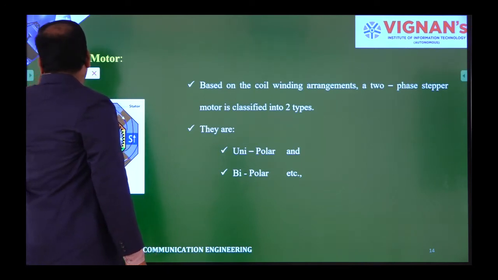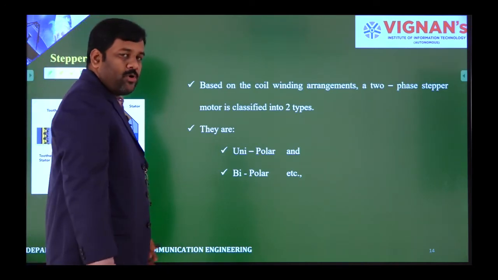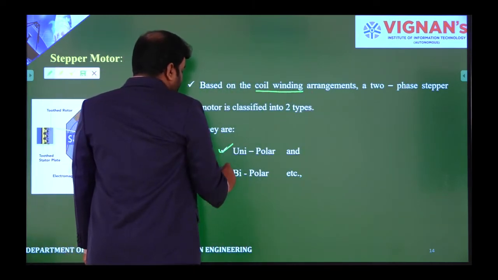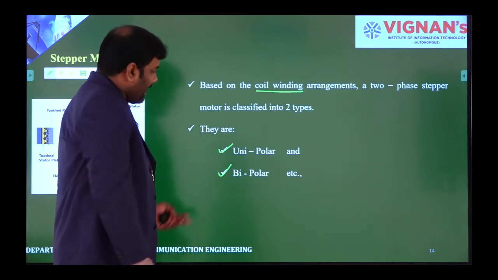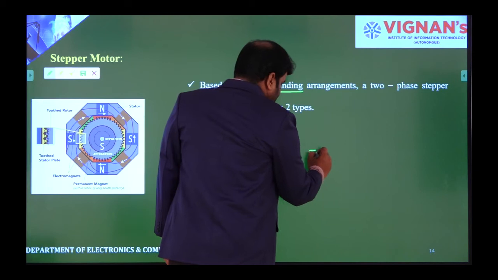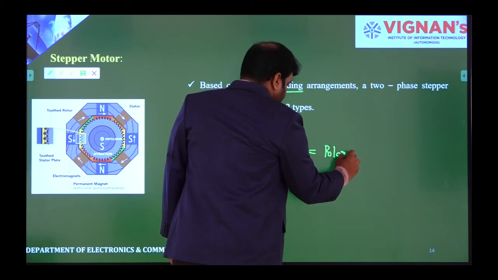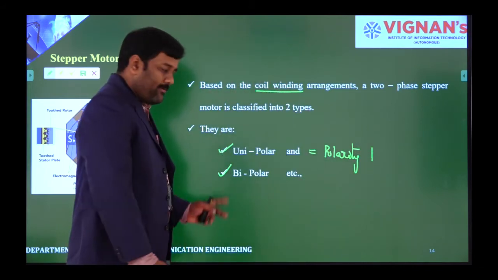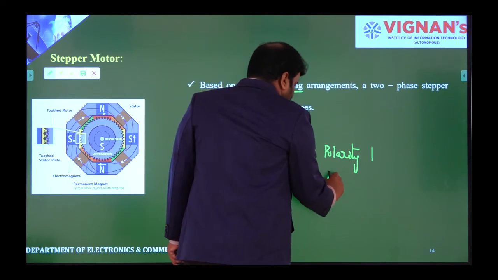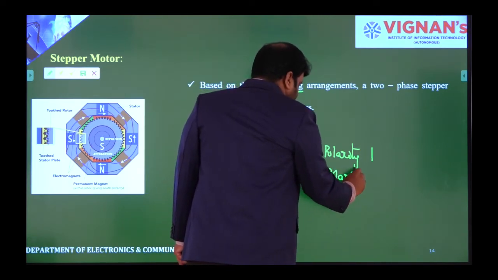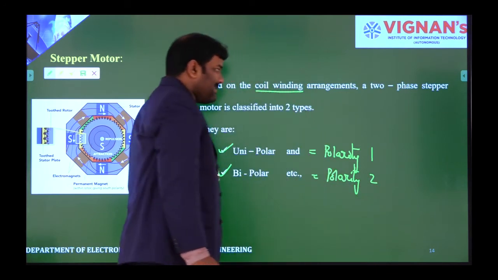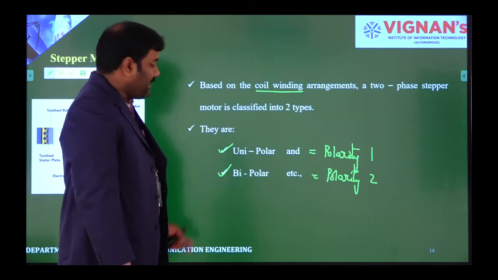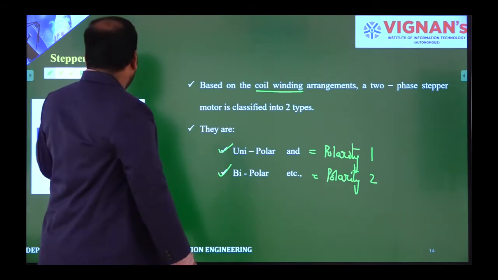In this stepper motor, we have two modes of operation, depending upon the motor capabilities or motor winding arrangements. The first one is unipolar and the second one is bipolar. As the name itself indicates, unipolar means it is having only one polarity, uni means one, and bipolar means it is having two polarities. So what is the one polarity and what is the two polarity, and how is the unipolar stepper motor going to operate and how is the bipolar stepper motor going to operate? Let's have a look.